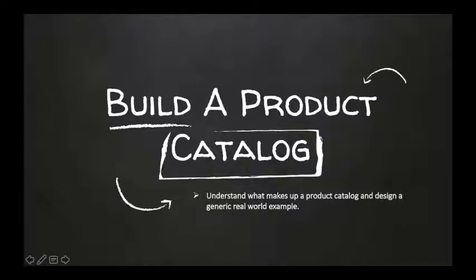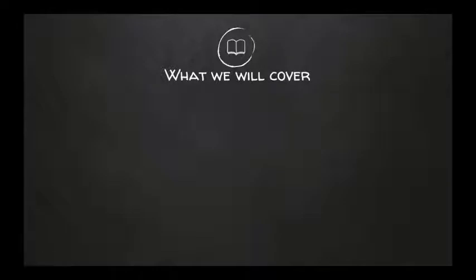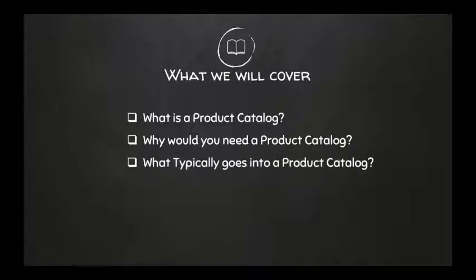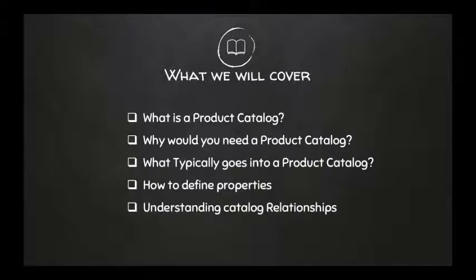So what we're going to cover will be: what is the product catalog? We're going to get into the ins and outs of what makes up the catalog. Why you need a product catalog. What typically goes into the product catalog. How to define the properties of your catalog, of the different components that you pull out. And then understanding the catalog relationships. So what are the differences, or how do your components or the pieces of your catalog relate?